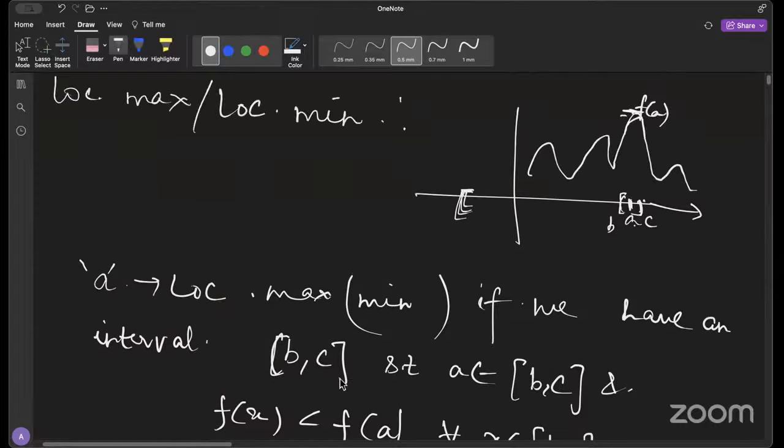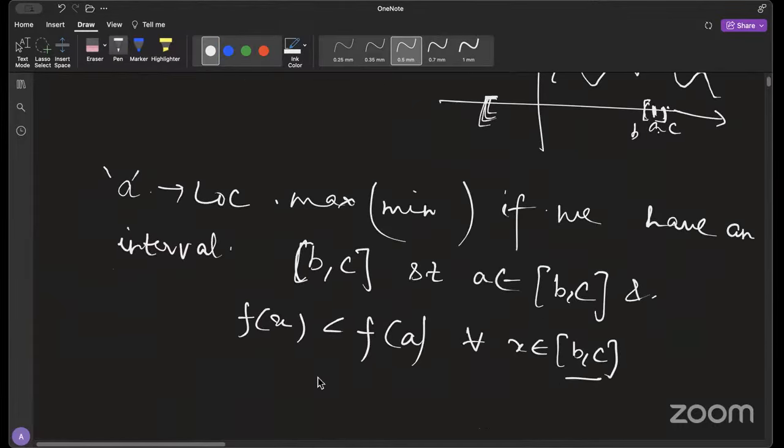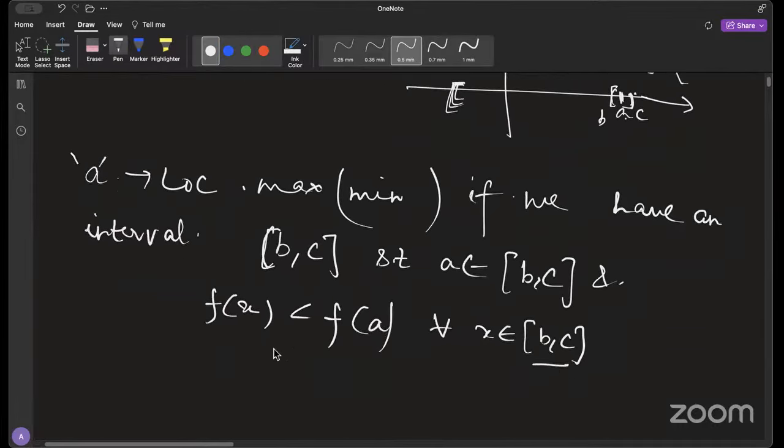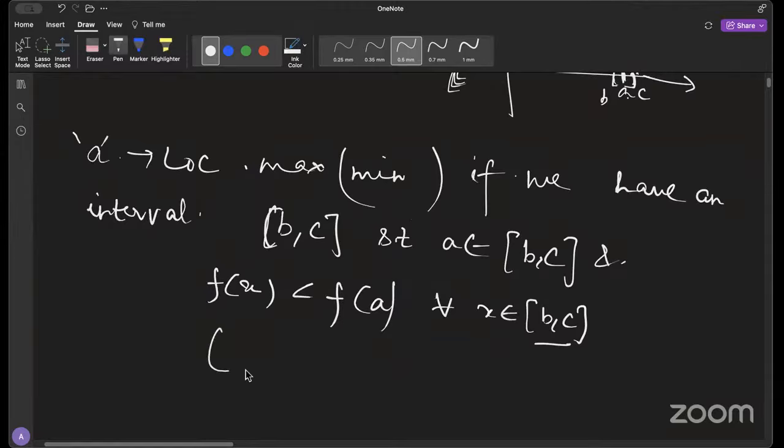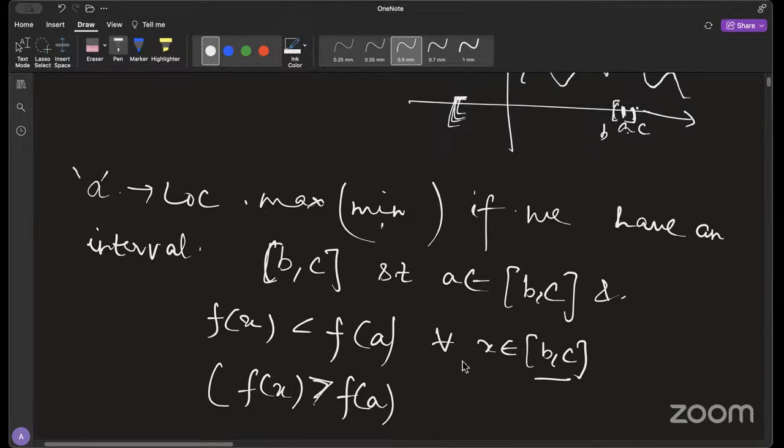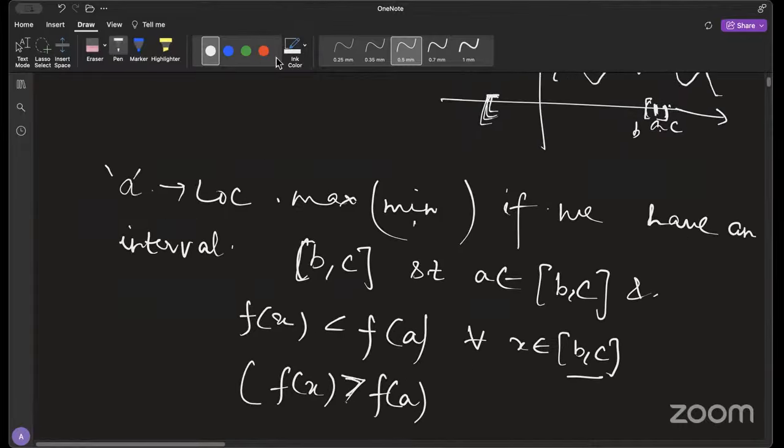Is this clear to everyone, the definition of local maxima? Or for minima, you will need f(x) greater than f(A). So for minima, this changes, and for maxima, it's this. Is this clear to everyone?